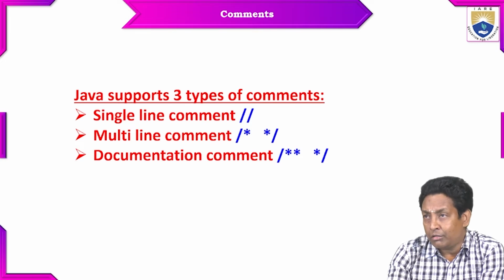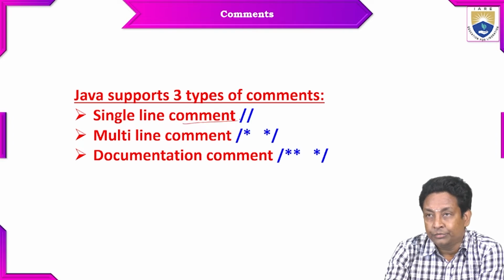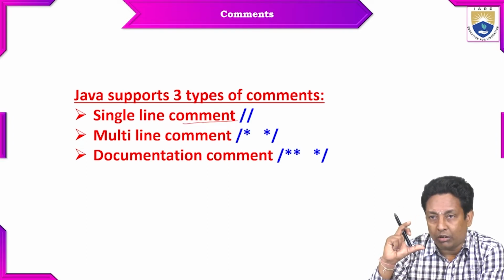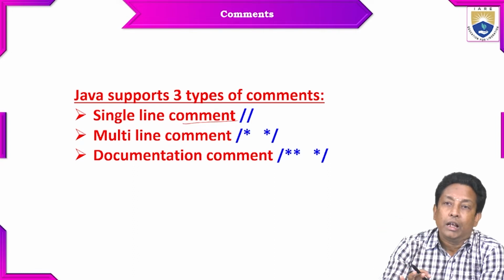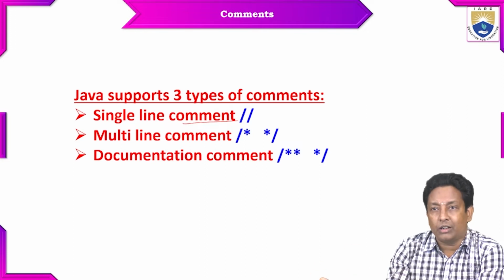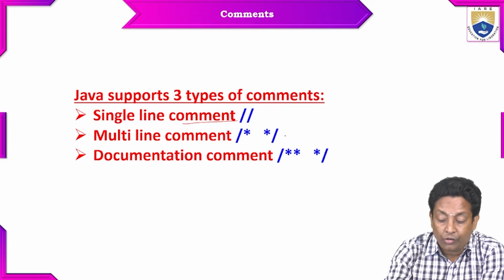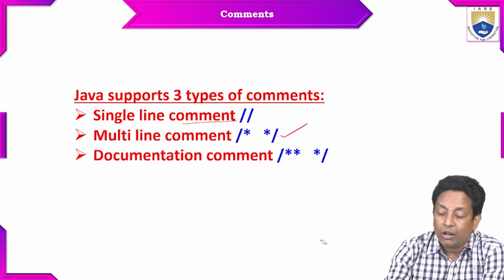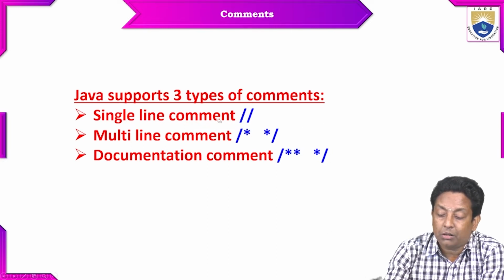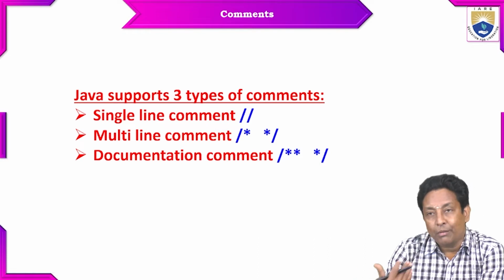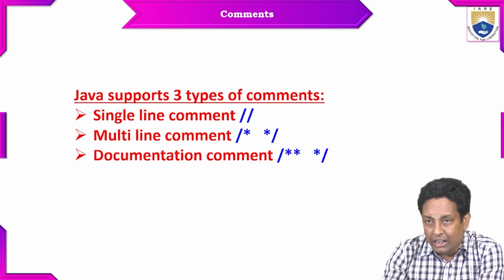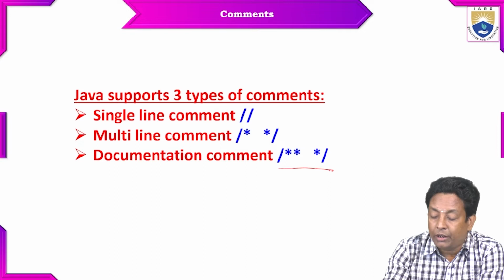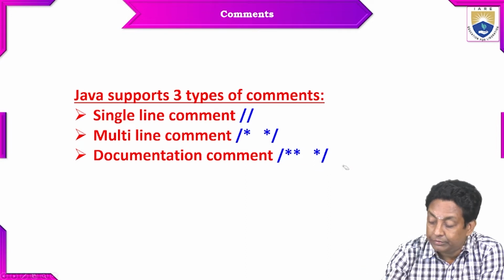If a single statement wants to be unused, we will go for a single line comment. Suppose you write a block of code, for example 5 to 10 lines or 15 to 20 lines, that you want to remain unused in the program because we have written some other logic. Then we'll go for a multi-line comment. Documentation comment is completely different. When you're writing about the class, the variable, the constructor, or the method, anything you want to write about, you will write it in the documentation comment. In the next slides, we'll see examples.